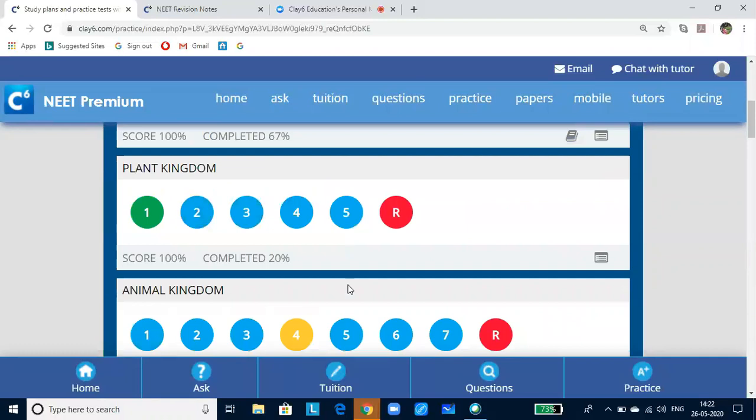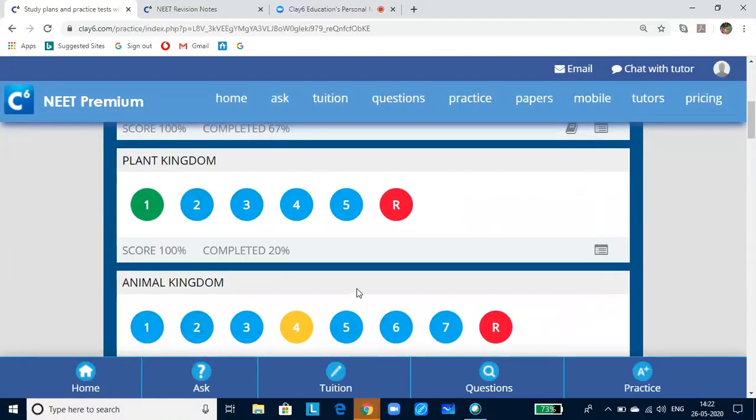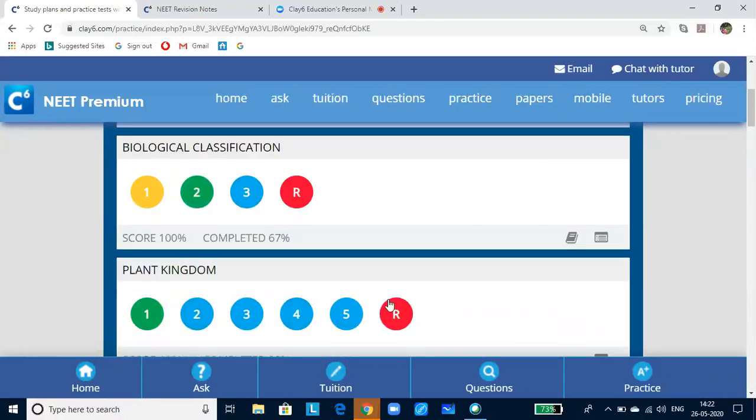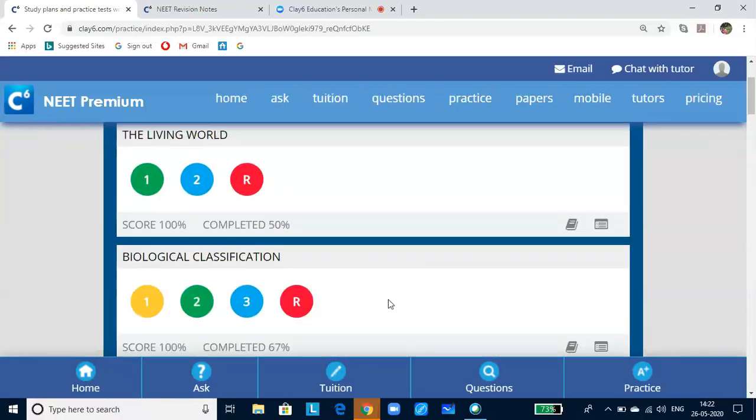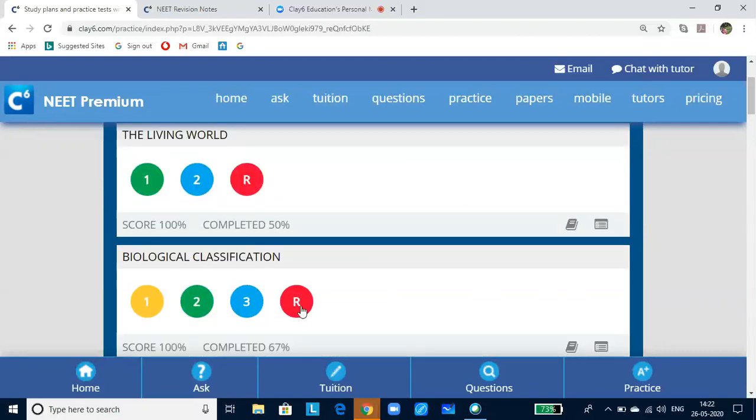Now here you see a lot of tests depending on the complexity of the chapters or the textbook and also its importance in the NEET. So some will have up to 7 tests, some might have 4 or 3, and all these tests are created keeping in mind the complexity and also the need for your NEET. And this red bubble is also a test.